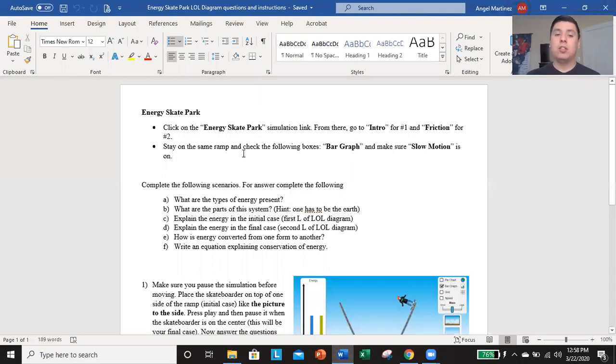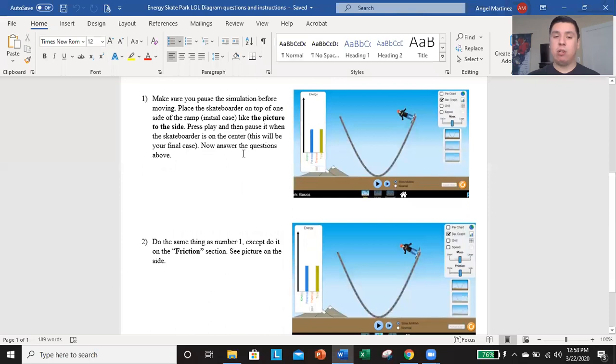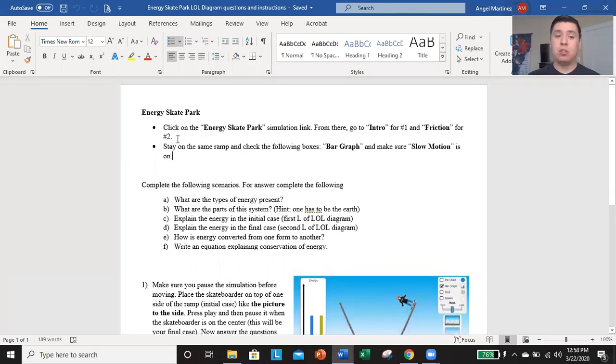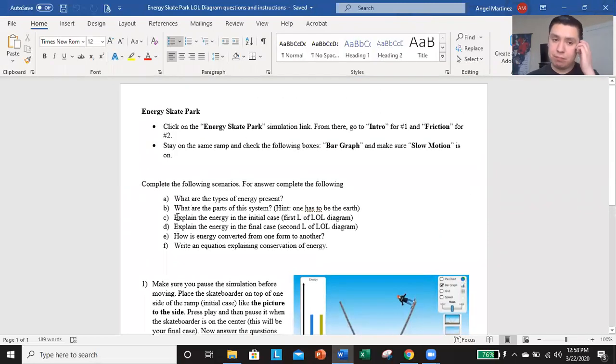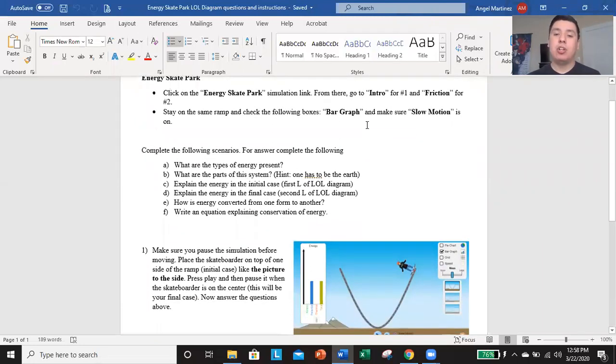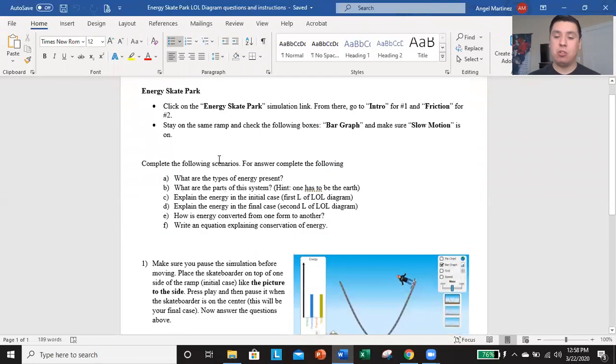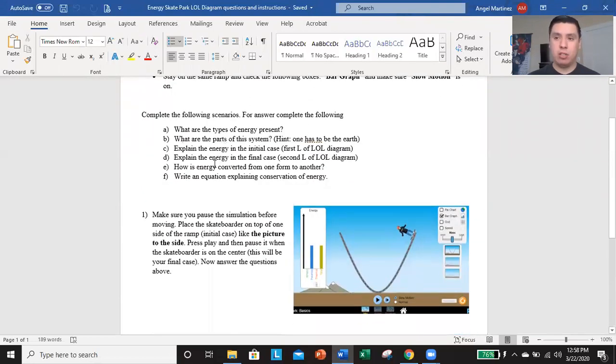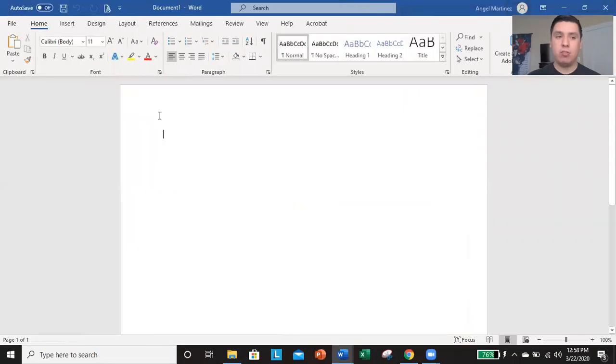So this gives you some instructions and then some questions I want you to answer. Right here, click on the Energy Skate Park simulation link. I'll show you that in a bit. Then from there, go to Intro for number 1 and Friction for number 2. There are only 2 questions you have to fill out. Make sure you click bar graph and slow motion. For each of the 2 scenarios, you're going to answer these questions. I'm going to show you another scenario right now to show you how to answer them. Actually, let me also make a new document to answer those.